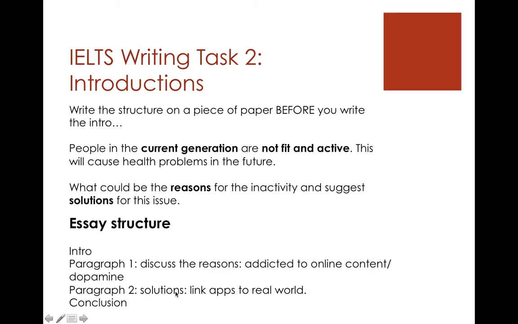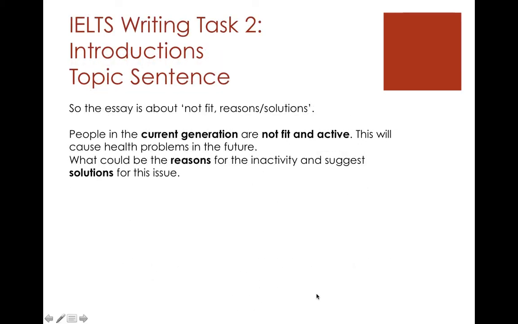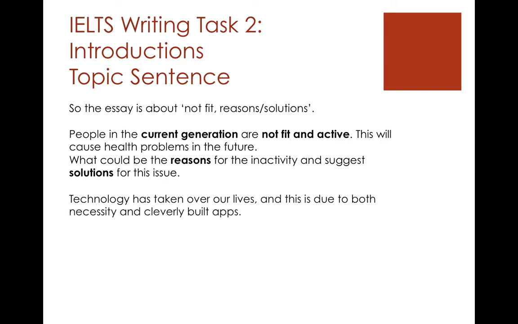Paragraph 2, solutions: link apps, so applications on your phone, to the real world is a solution. So if the app is connected to the real world, it'll encourage them to do something in the real world. That's our solution. So whatever your reasons are, they have to be reasonable, but they don't have to be earth-shattering amazing. They just have to be reasonable. So let's go for a topic sentence. And the essay is just about not fit and reasons, solutions, right?